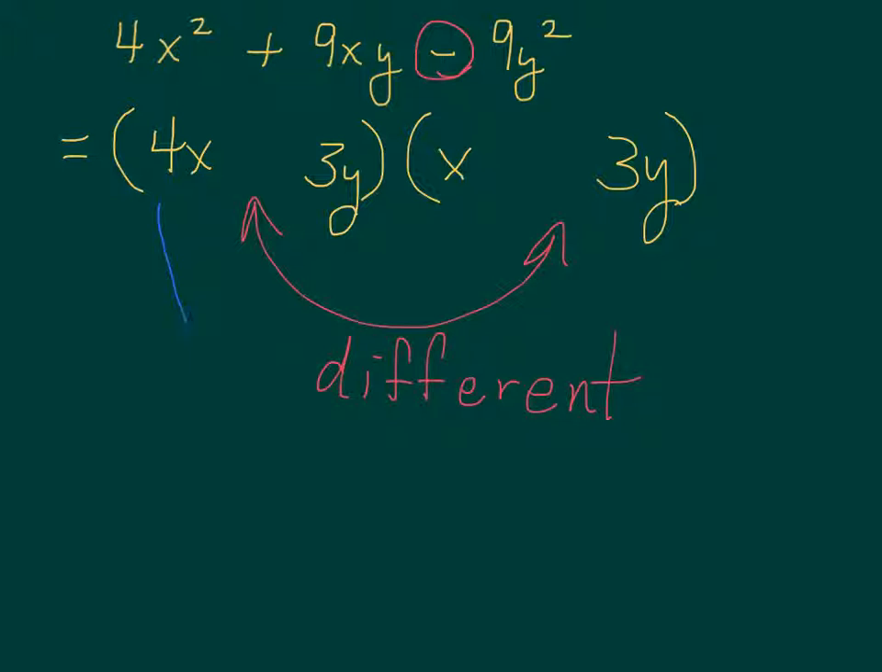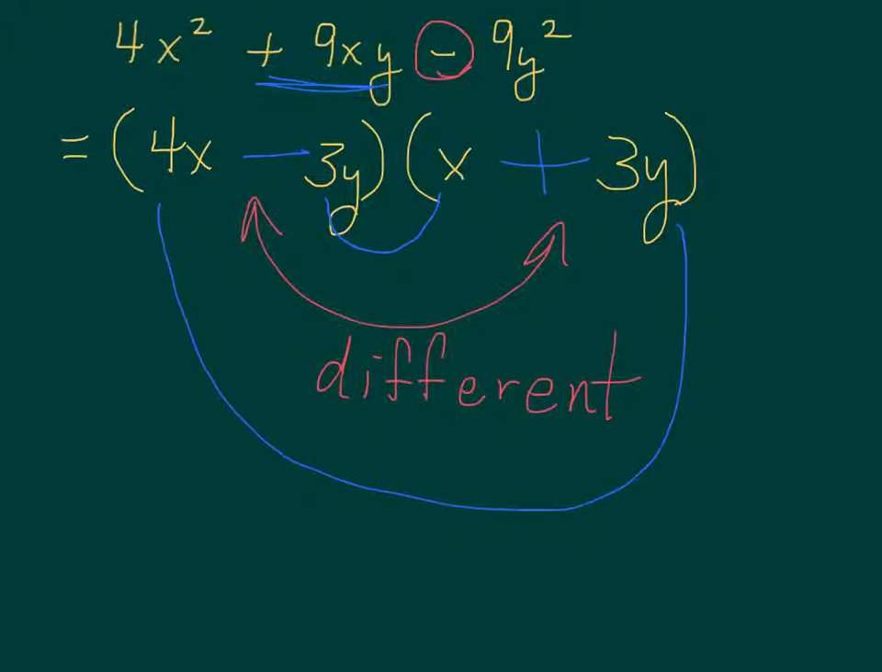So the outside, 3y times 4x would be 12xy, and the inside, 3y times x would be 3xy. Well, since 12xy minus 3xy gives us the 9xy for that middle term, if we just make our signs like this, we'll have it. Now, you should go ahead and check using the FOIL process that this actually works.